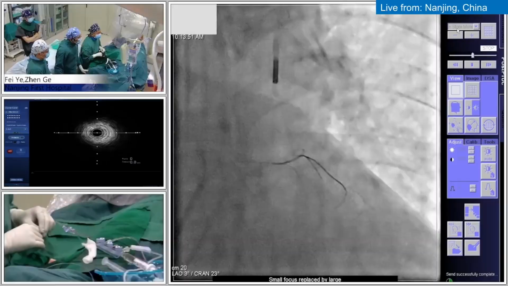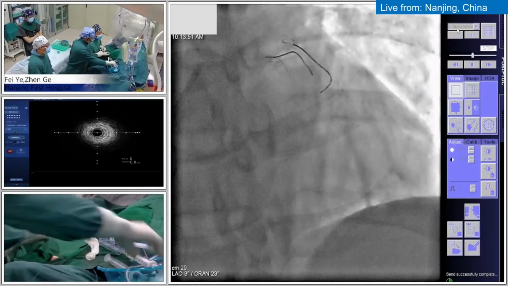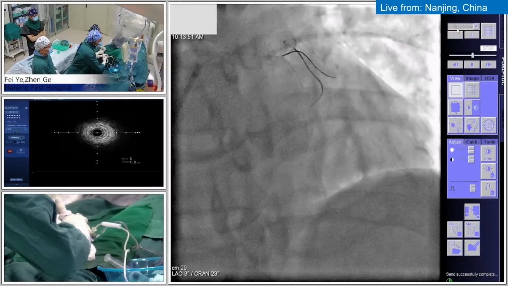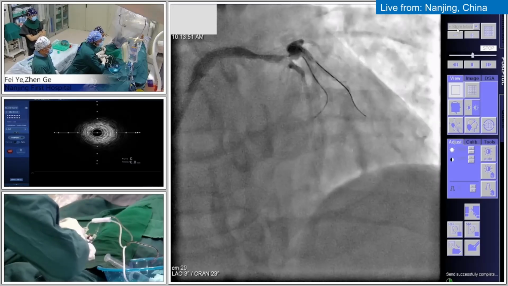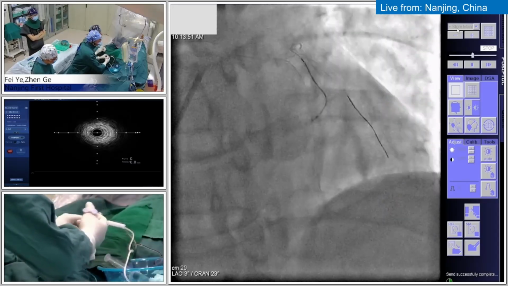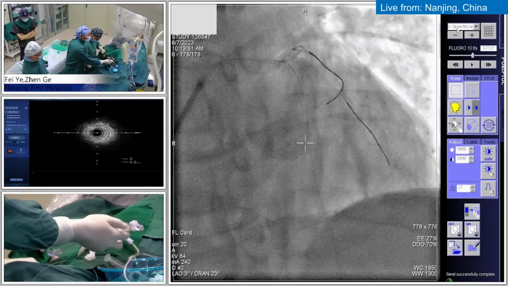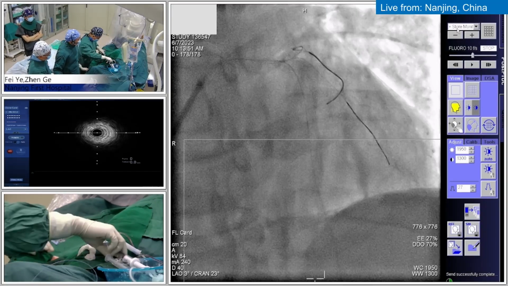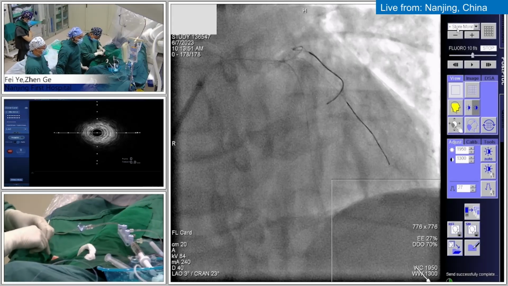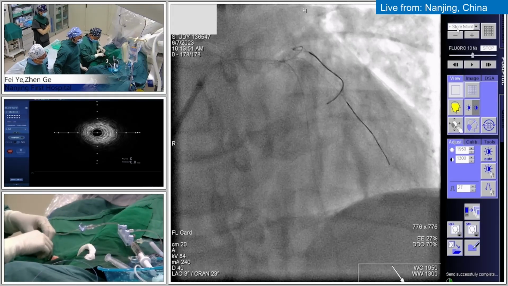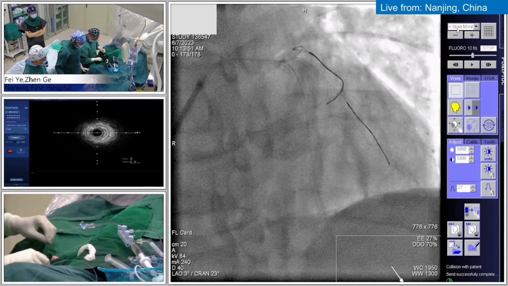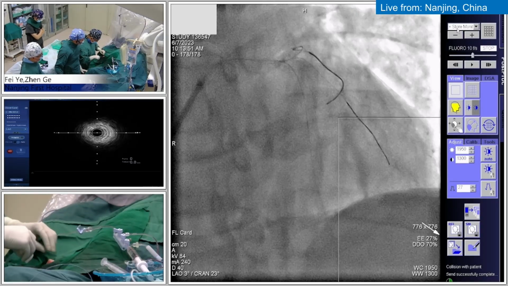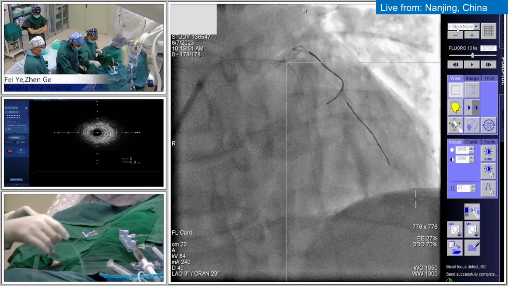It's a side branch. Spider view. Check IVUS first. If the IVUS catheter can cross the lesion smoothly, I think probably we don't need preparation for this lesion. You don't want to pre-dilate first before IVUS checking? No, because the distal left main has a very severe stenosis.